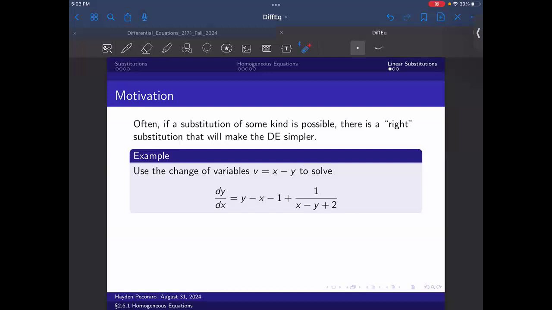So you got -1 plus 1 plus 2. Should be negative. Because v equals x minus y. Yeah. Keep trying.